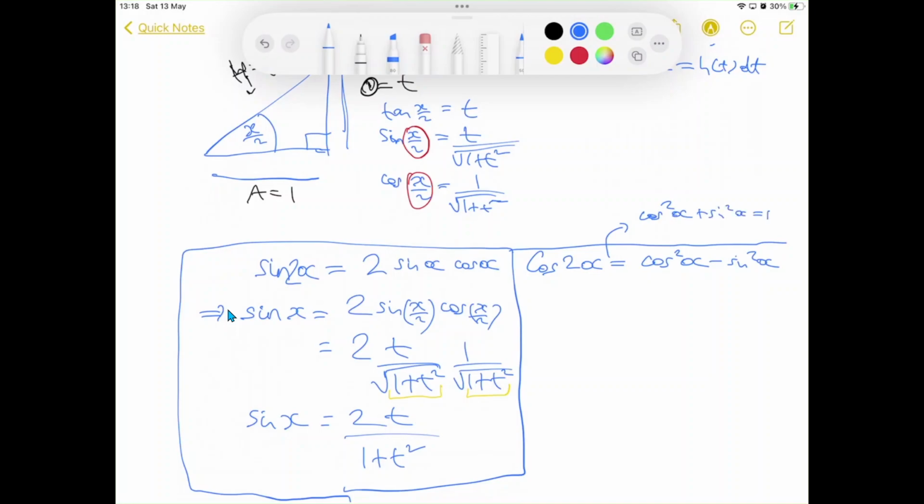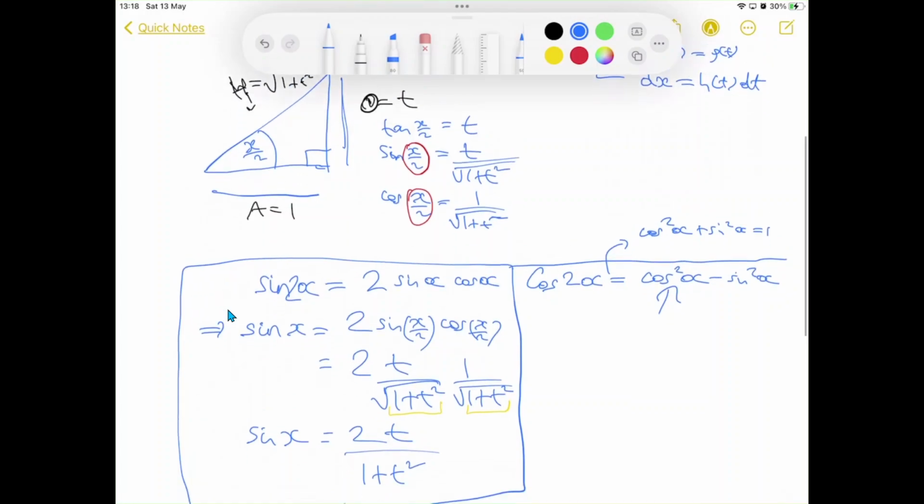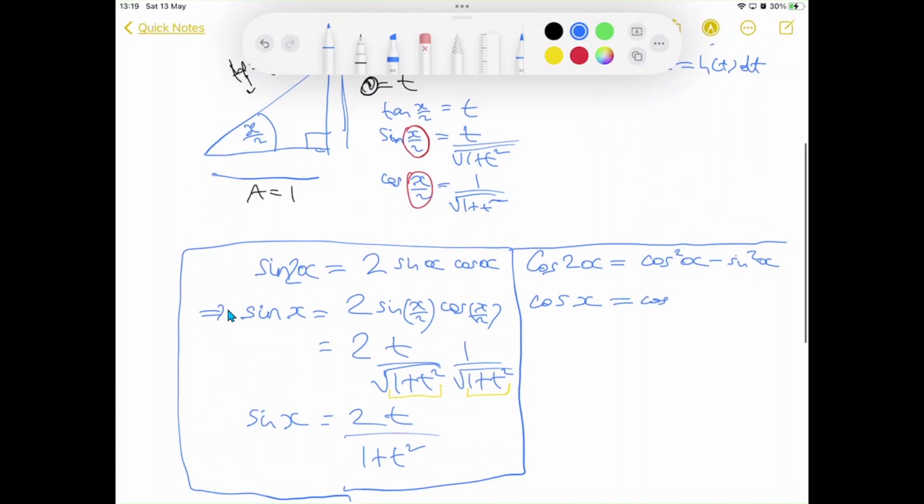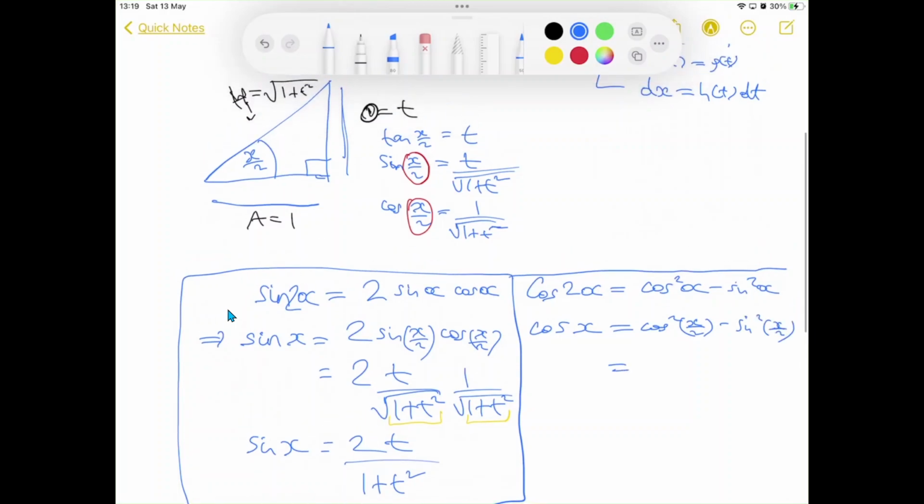You can replace this cosine squared of alpha with 1 minus sine squared of alpha, and you could replace this sine squared of alpha with 1 minus cosine squared of alpha. But for the purposes of this particular situation, this form of that identity is more beneficial for us. So if I write this in terms of x, cosine of x is equal to cosine squared of x over 2 minus sine squared of x over 2, which is equal to, what is cosine of x over 2?